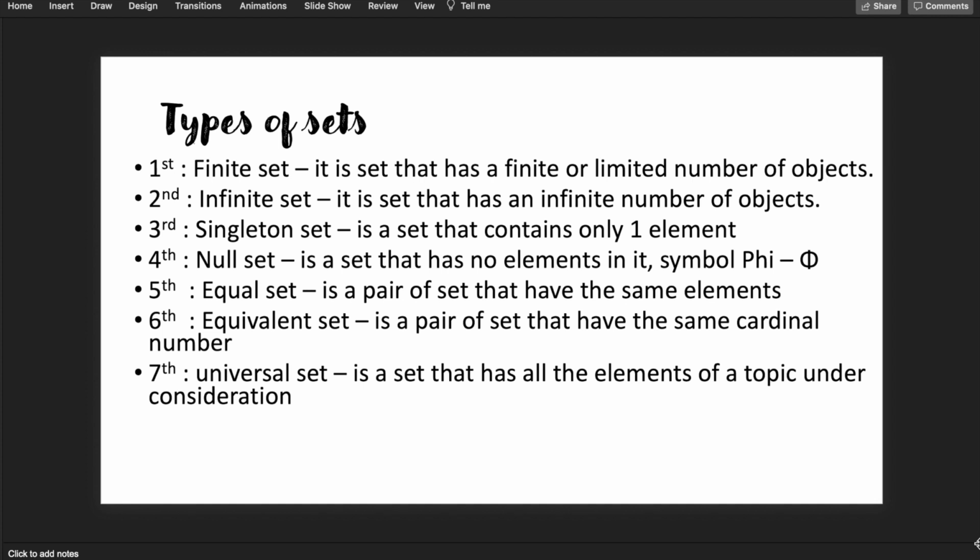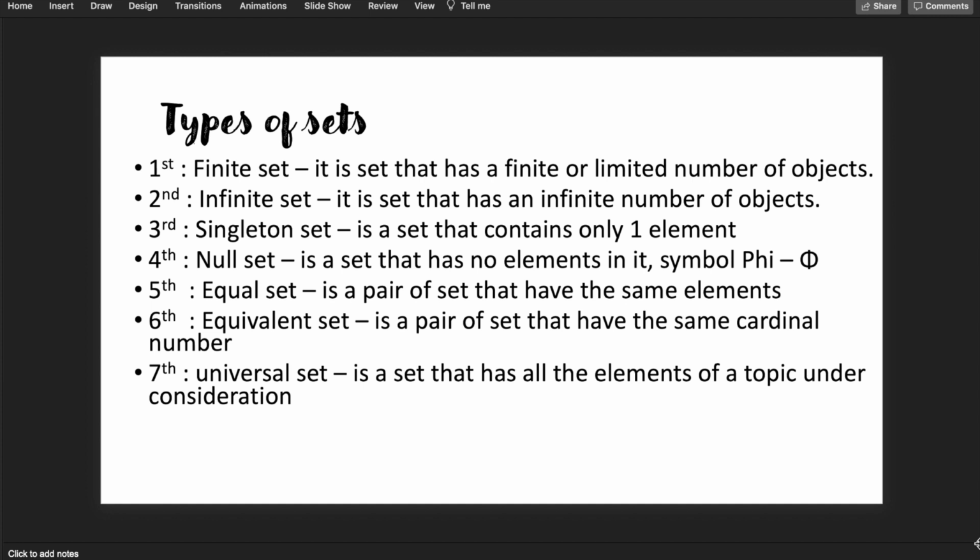The fifth very important one, and fifth and sixth may be confusing, but hang on. The fifth one is equal set. It's a pair of sets that have the same elements. And the sixth one is equivalent set. It is a pair of sets that have the same cardinal number. So let's take an example so that it's all clear.